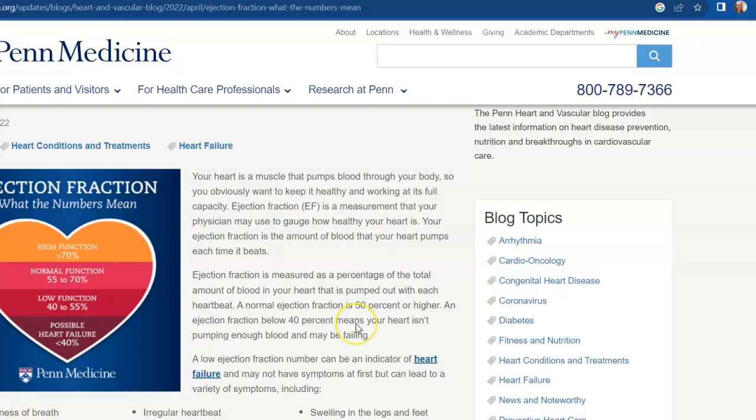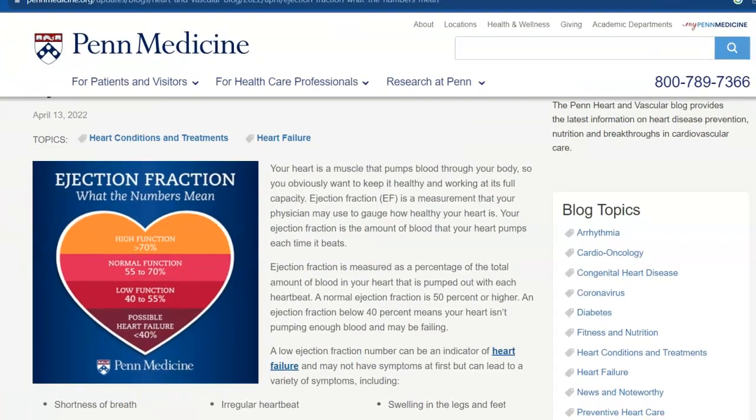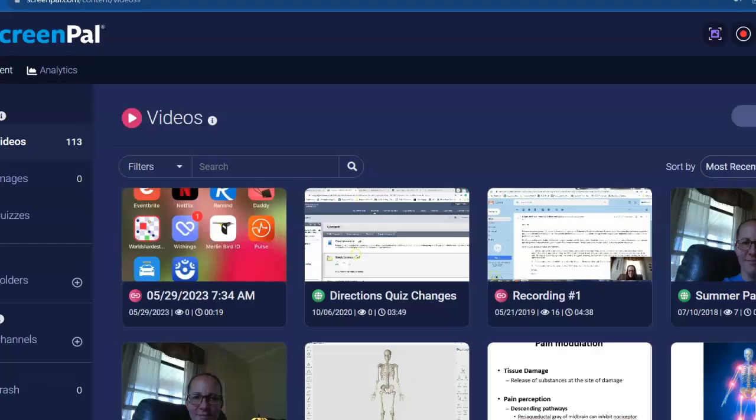Okay, so ejection fraction is measured by the percentage of the total amount of blood in your heart that is pumped out with each heartbeat. Normal is 50% or higher. Let me move this back over. I thought this was a great visual. So 50% would be pumped out per pump. You can see there's high, there's normal, there's low, and there's possible heart failure. I'm guessing this is probably something that's fairly familiar to you at this point.